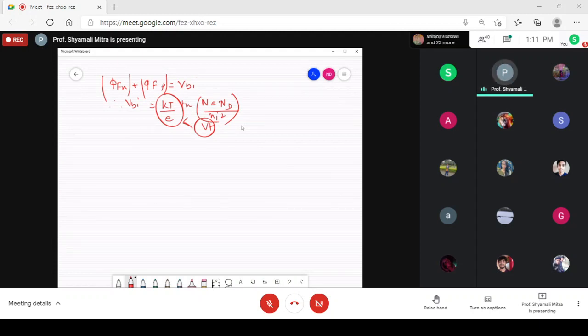So you can see here that changing the concentration from 10 to the power 18 to 10 to the power 16, this barrier potential is reduced. Okay.